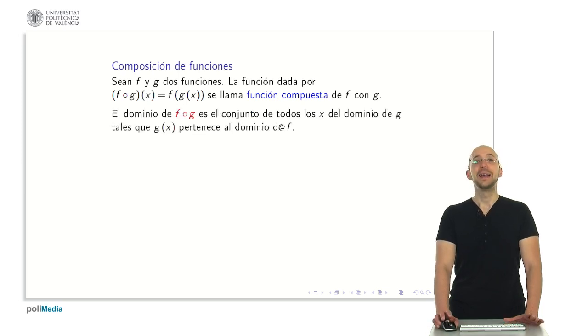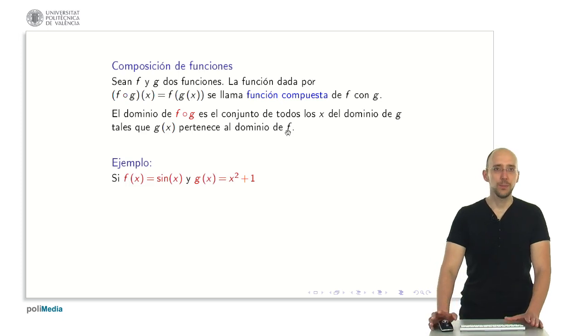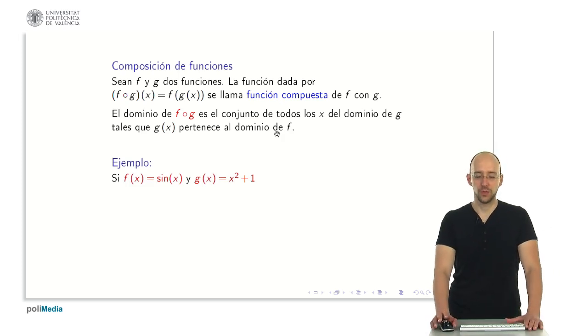A note: the domain of the composition of f with g is the set of all values of x from the domain of g, such that g of x belongs to the domain of f. It's important to remember that the domain is the set of values where a function is well defined. Let's see an example of how a composition of two functions is calculated.